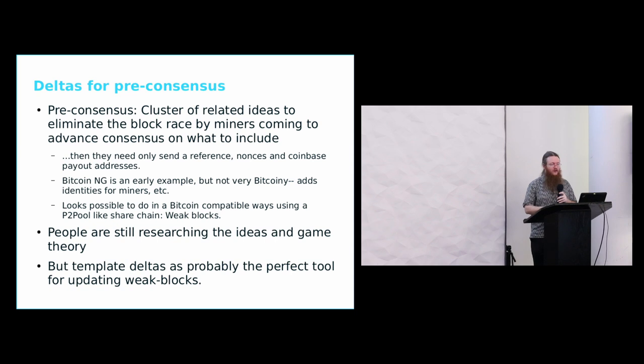One of them gets called weak blocks, where you basically have miners mine a peer-to-pool-like share chain that commits to transactions that they're intending to include in the future. And these blocks come much more frequently than ordinary Bitcoin blocks. And then when a block shows up, you just reference the best weak block for it. This is basically a perfect fit for template deltas, because most of the time the difference between the weak block and the actual block is negligible. Right? It should be almost exactly the same.